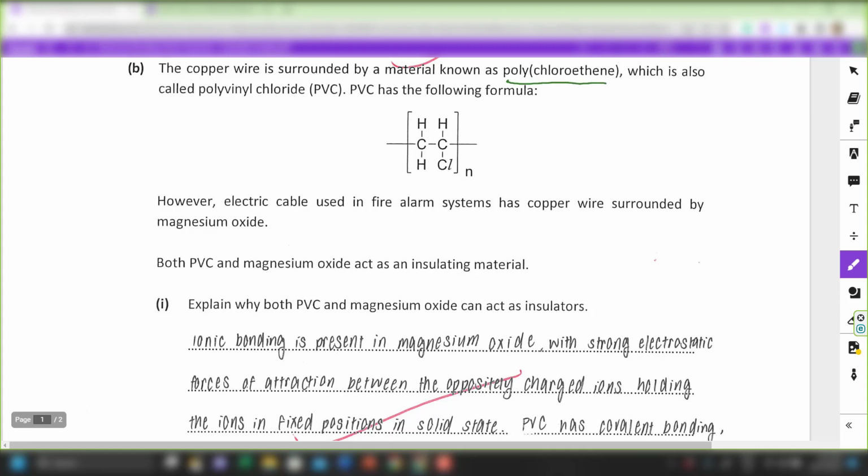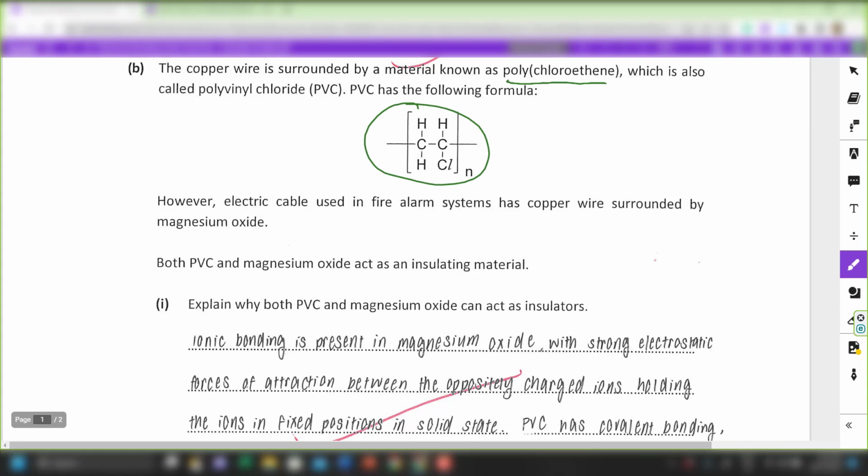Moving on to part B, we have copper wire surrounded by this material known as PVC, polychloroethene. Some of you might be a little bit shocked. How come suddenly you have a polymer here? Well, this is one of the Cambridge questions for A level, so a little bit of context is that back then the students learned a little bit about polymers, but for you guys, without knowing much about polymers, it doesn't really matter, because number one, you are given the structure.